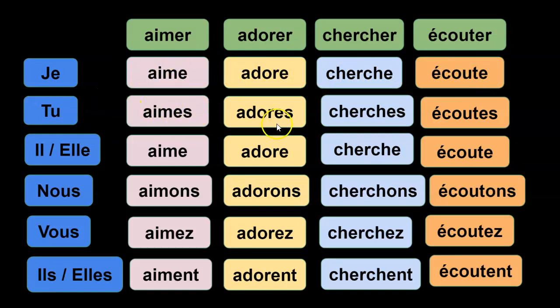Tu aimes, tu adores, tu cherches, tu écoutes. Il aime, il adore, il cherche, il écoute. Nous aimons, nous adorons, nous cherchons, nous écoutons. Vous aimez, vous adorez, vous cherchez, vous écoutez. So that's the vous that ends in EZ all the way across. Ils, elles aiment, adorent, cherchent, et écoutent.